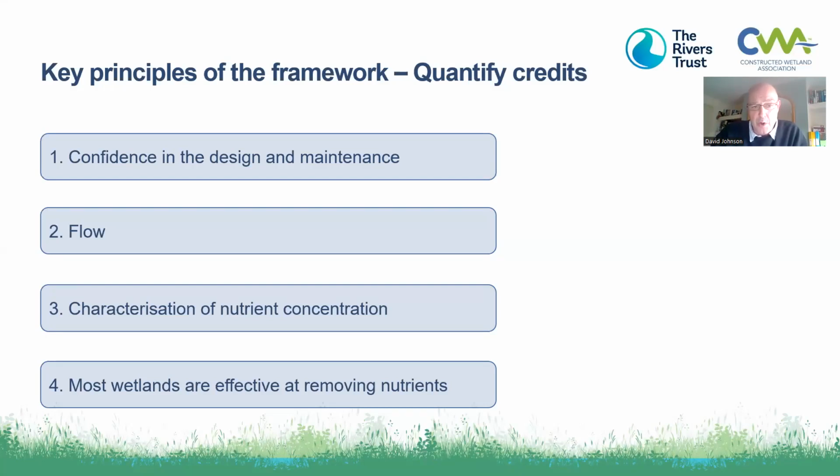Then we've got flow and nutrient concentration as the second two principles. The better the understanding of the flow inputs, the seasonality of those inputs and the variability, and the same with concentration, the better the design will be, and the more accurately we'll be able to predict the nutrient reduction that the wetland can achieve. The final principle is that most wetlands will reduce nutrients, whether we can calculate it or not.